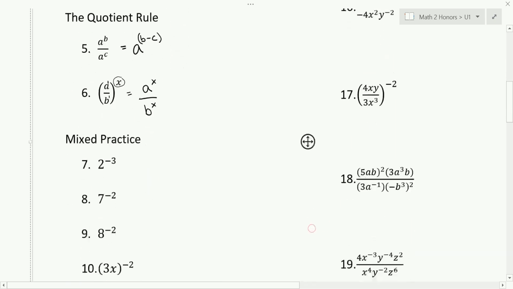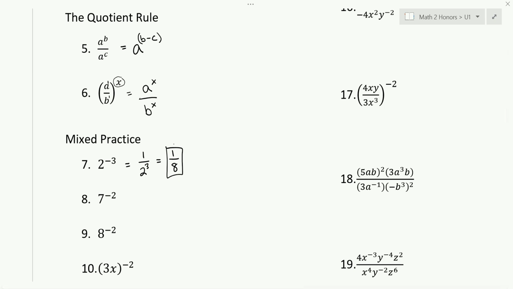So let's take a look at just mixing some things that we've already done. So number 7, 2 to the power of negative 3. Anybody think they know how to do that one? Ashley? Okay. Good. Good. So there's two things we had to do there. We had to get rid of the negative exponent by moving it from the numerator to the denominator, and then just evaluate what is 2 to the 3rd power. That's 8.